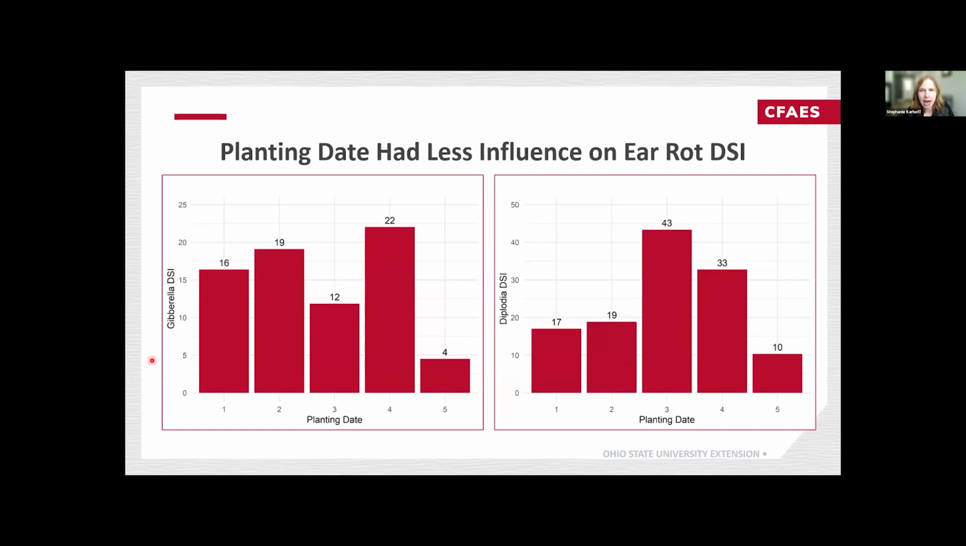And then planting date had a less influence on ear rots than that tar spot where we saw that stair-step pattern, just kind of a sporadic DSI across planting dates for gibberella here on the left. And then for diplodia, possibly like a slight spike in that pattern for diplodia ear rot in our planting dates 3 and 4, but not as much of an influence as compared to location and our environment, which isn't a surprise.